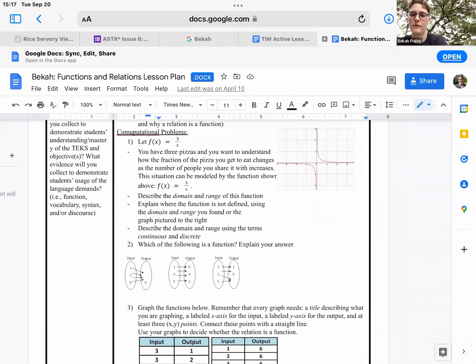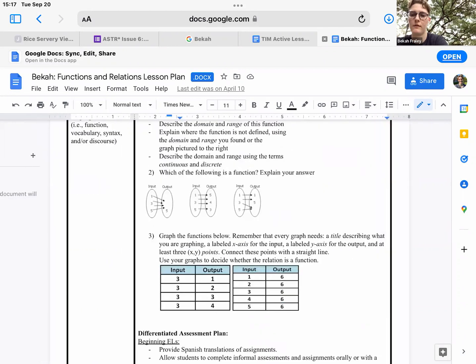So here's one where students are again provided with a graph, and then they need to engage with it to describe the domain and range, where the function is defined, where it's not, continuous, discrete, etc. The only place students get a chance to actively engage with technology themselves is on part 3, where they're instructed to graph the functions themselves.